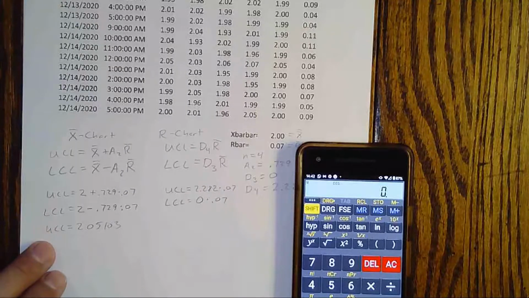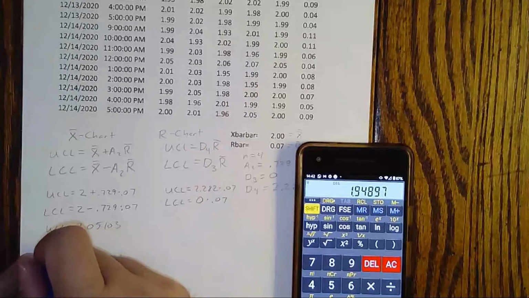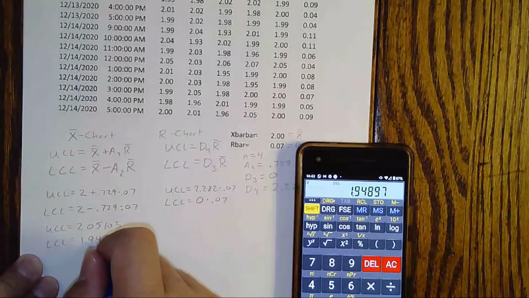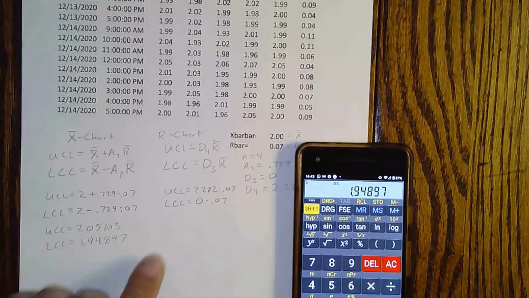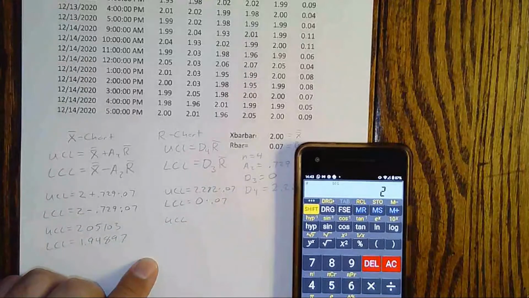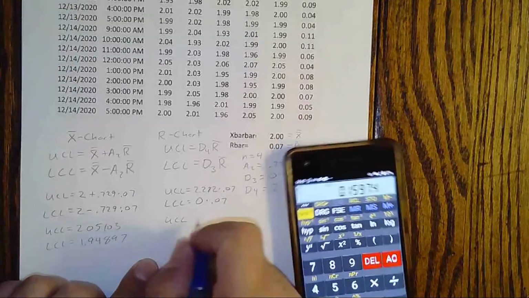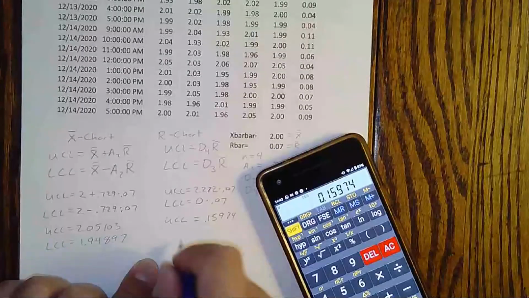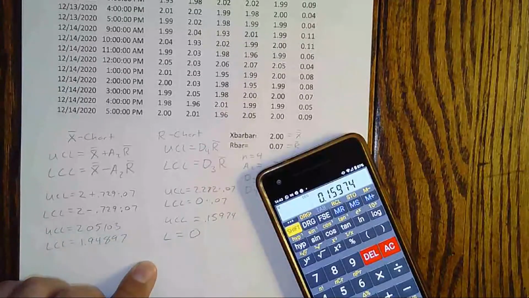For the lower control limit, I have the same thing, 0.729 times 0.07. This time I'm going to subtract it from 2, and I get a lower control limit of 1.94897. For the R chart, the upper control limit is 2.282 times 0.07, which is 0.15974, and the lower control limit is 0.